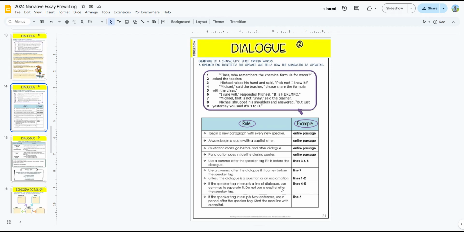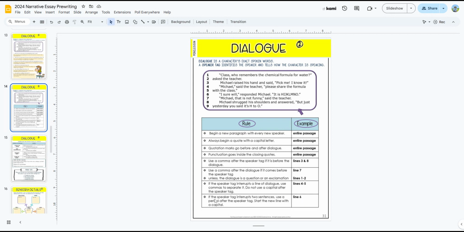Do not use a capital letter after the speaker tag. That's lines 4 and 5. So we have dialogue, something someone says, then we have a speaker tag, comma, more dialogue, and it says do not use a capital letter right here, because this is part of the same sentence. Michael and please share the formula, those are both in the same sentence.